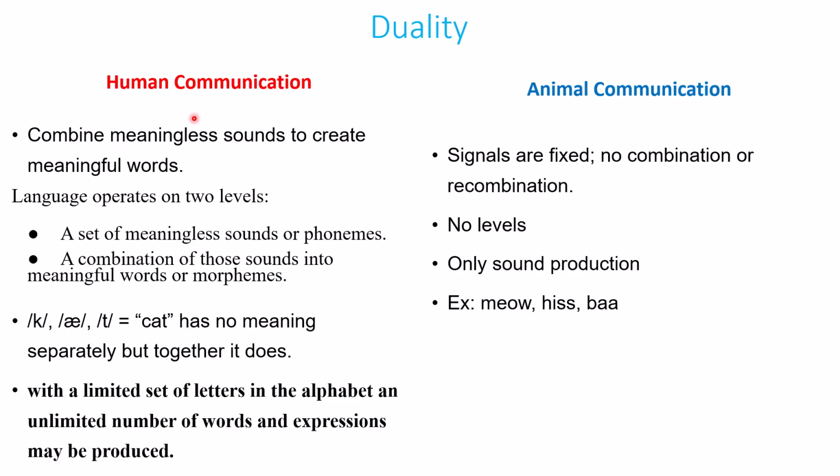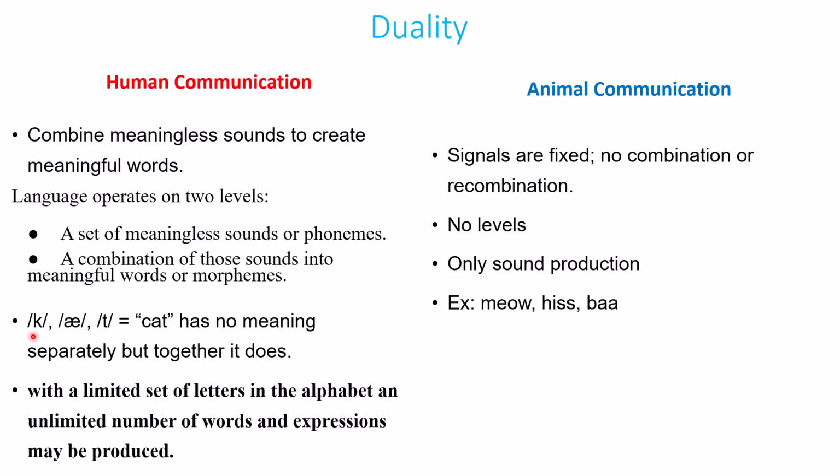Duality. Language operates on two levels: a set of meaningless sounds and a combination of those sounds into meaningful words. In human communication, we combine meaningless sounds to create meaningful words. For example, with the alphabet we have a finite number of letters, but with the combination of those sounds or letters, we create meaningful words. For example, k, a, t.